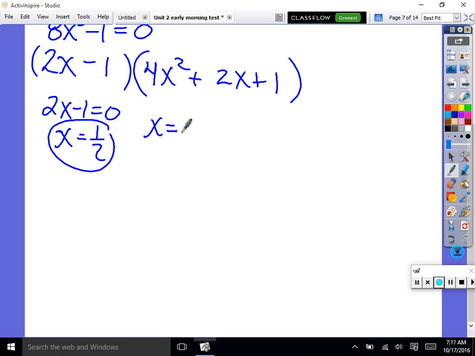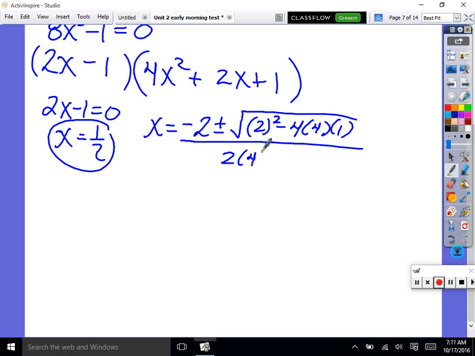So x equals negative 2 plus or minus. You need to be excellent at this. B squared, so 2 squared minus 4 times a times c all over 2 times a. So we would go x equals -2 plus or minus the square root. We know that we've stressed this so much, only type in that part. I got -12. That's right, -12 all over 8.